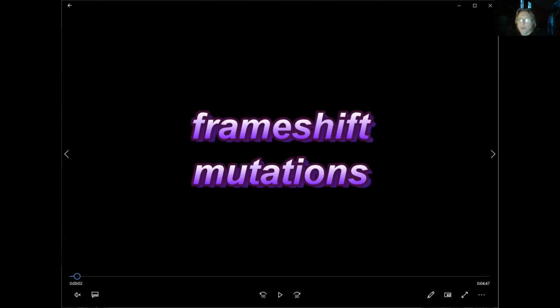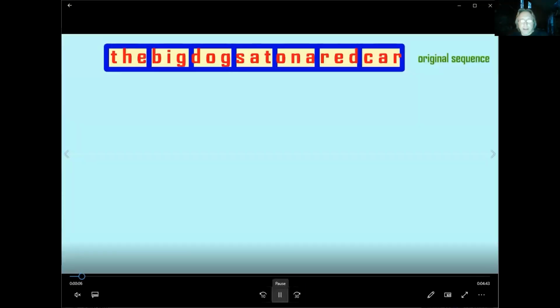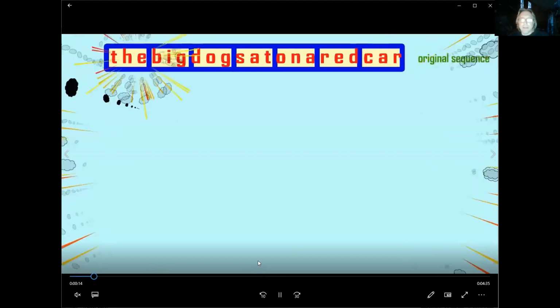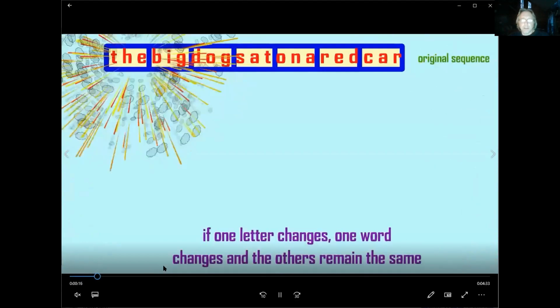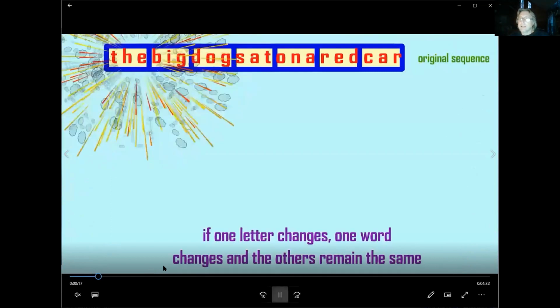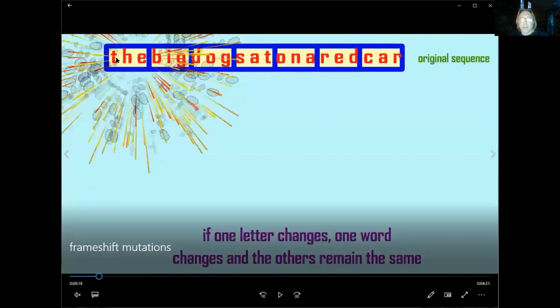Finally, just a quick note. This actually would have been better in the previous video that I had made, but I've just added it to this video. In the previous video, I talked about what a frameshift mutation was. Let me first talk about letters in a sentence. So if there was a sentence, the big dog sat on a red car, all right?